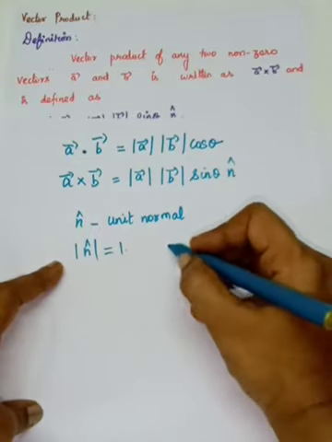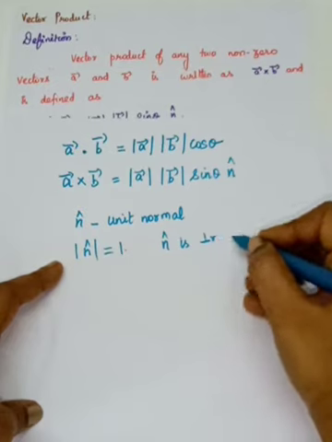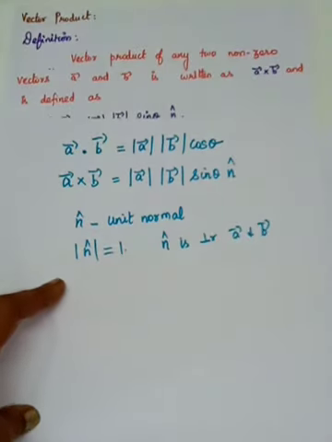So how is n cap? N cap is perpendicular to both a vector and b vector. It is a unit normal vector, so it is perpendicular to the given two vectors, that is, a vector as well as b vector.